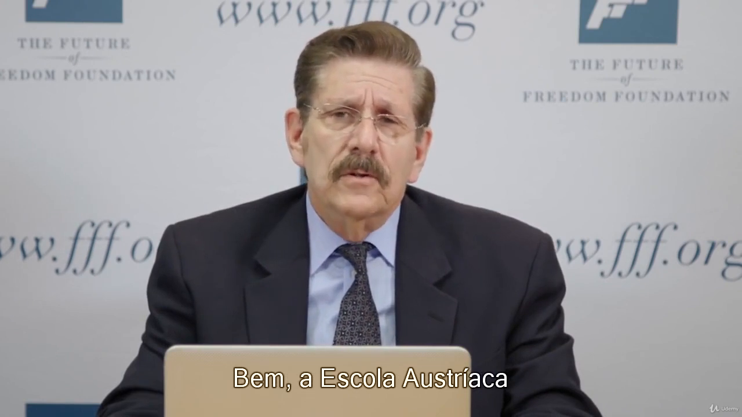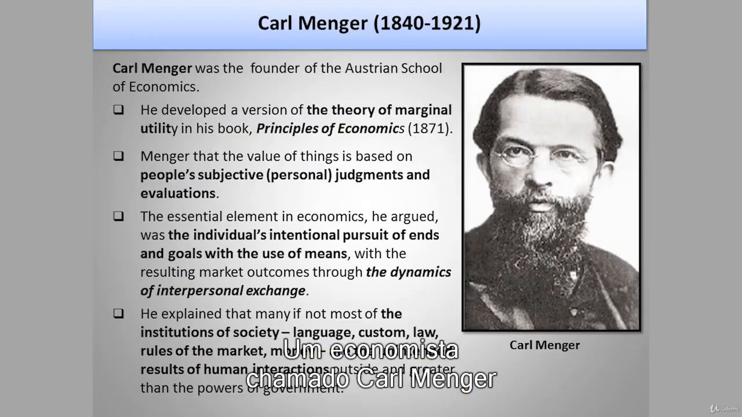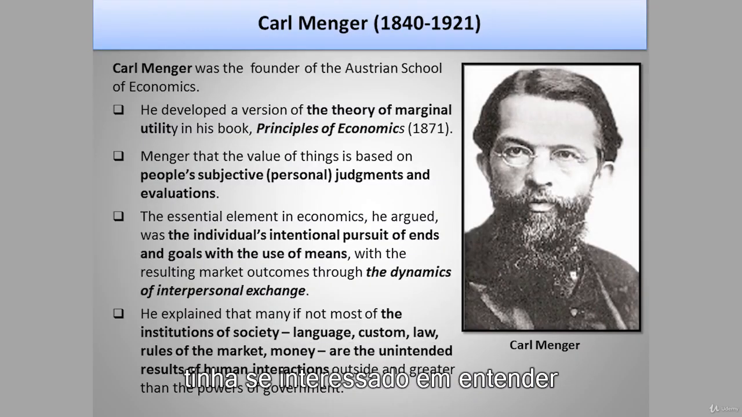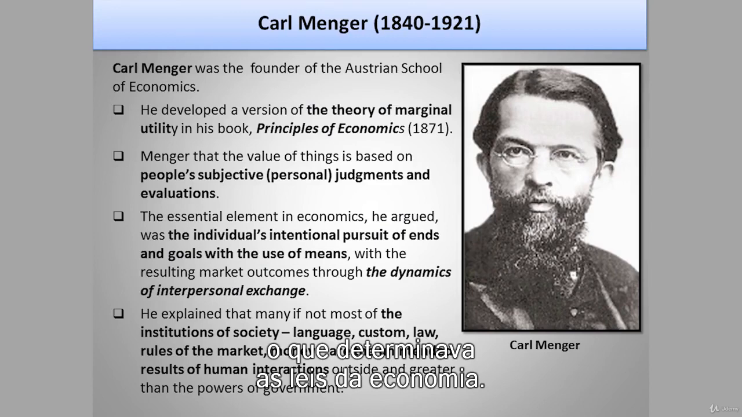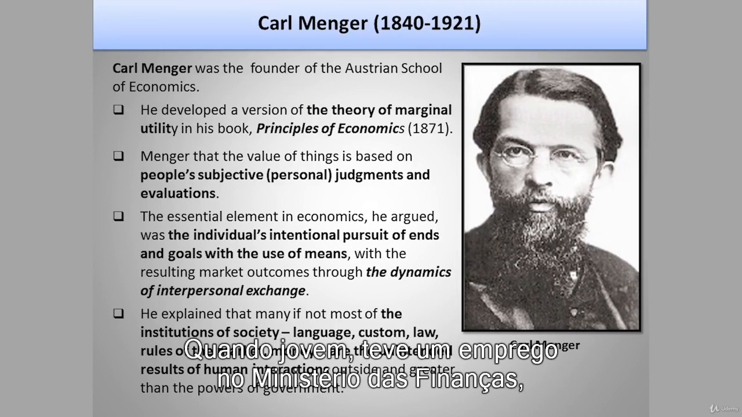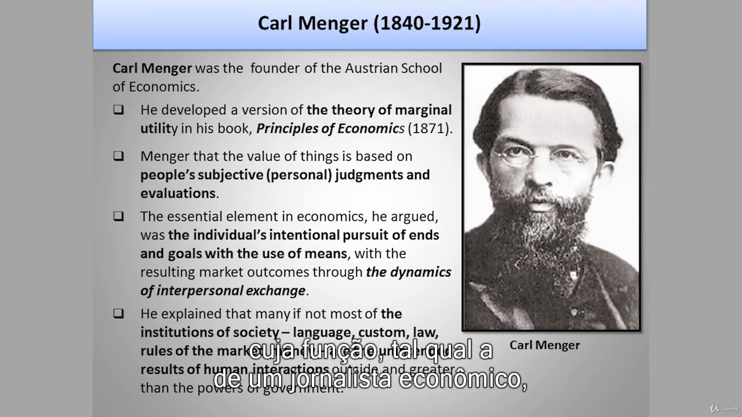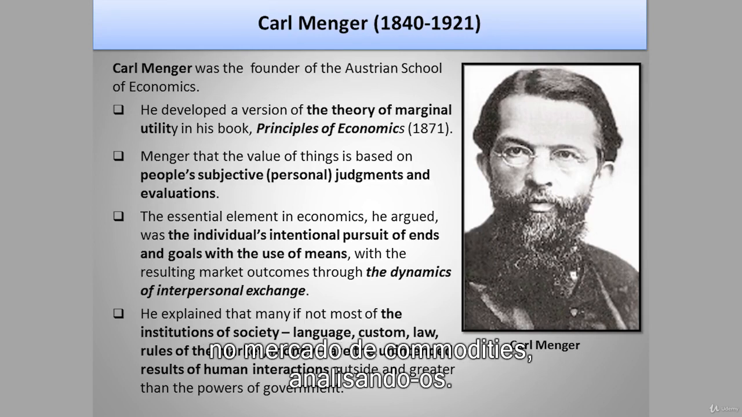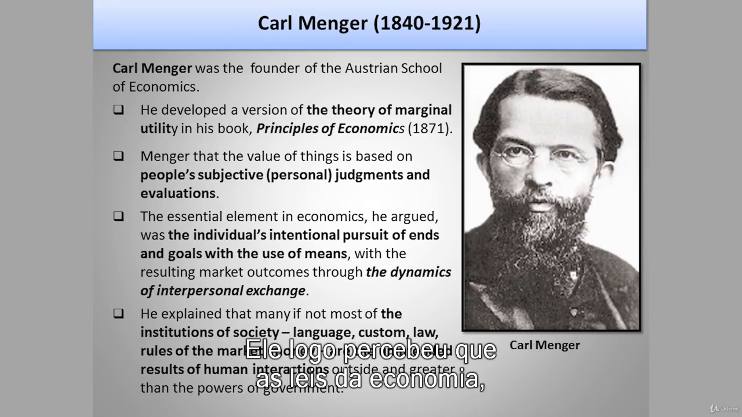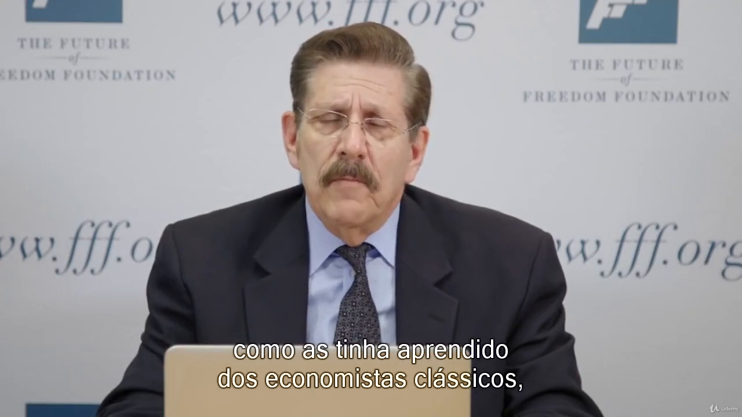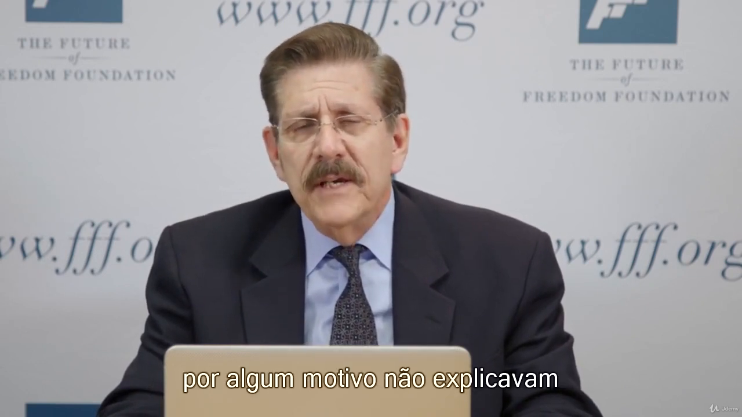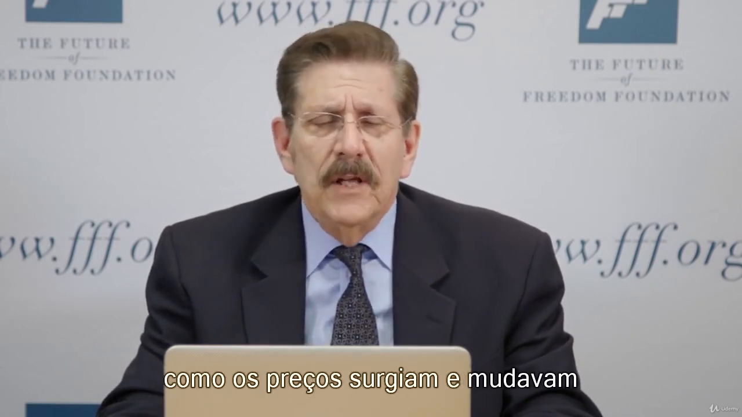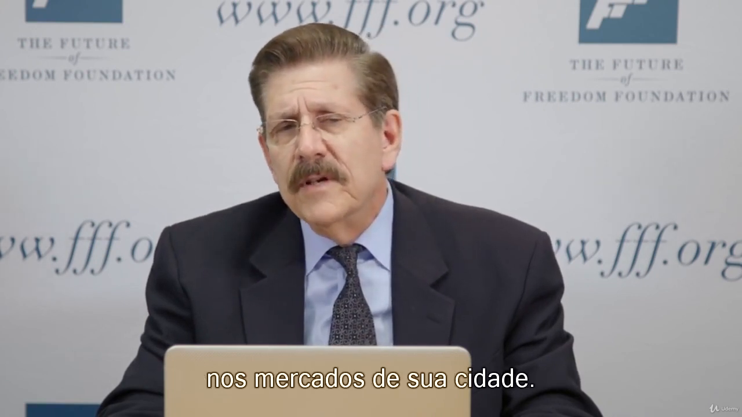Well, to begin with, the Austrian school began in the early 1870s. An economist named Carl Menger had become interested in understanding what determined the laws of economics. He had a job in the Ministry of Prices as a young man, and his charge as a form of economic journalist was to investigate how prices were formed on commodities markets and report on it. But he soon found that the laws of economics, as he had learned it from the classical economists, from Adam Smith to John Stuart Mill, somehow did not jive or really explain how prices emerged and developed and changed on the markets of his society.